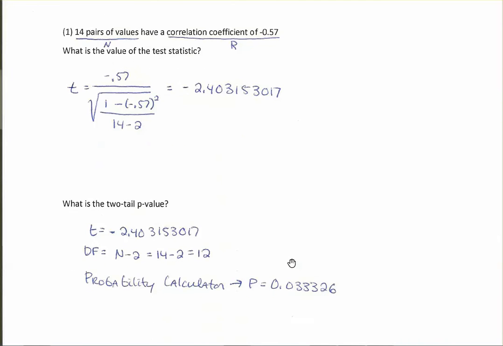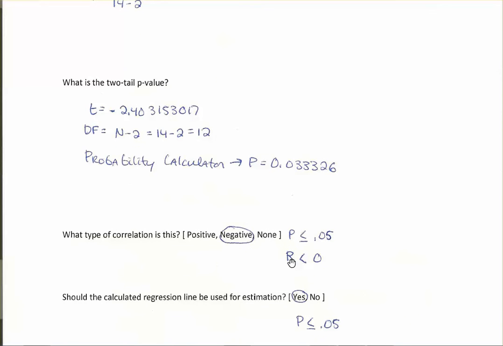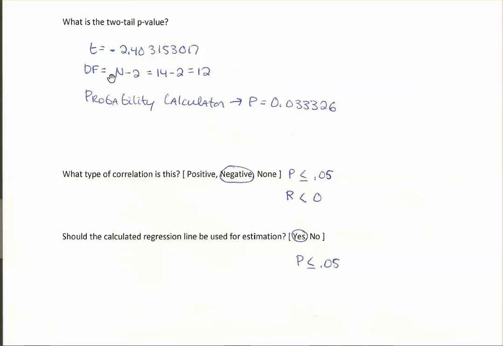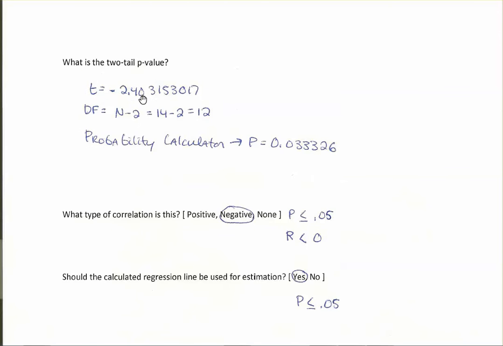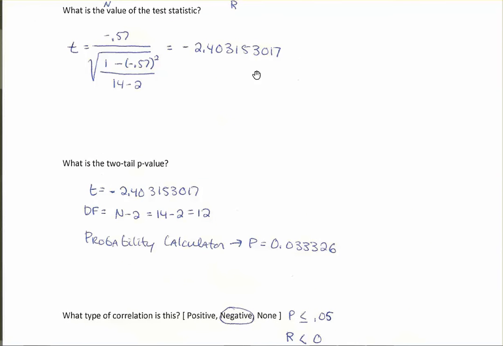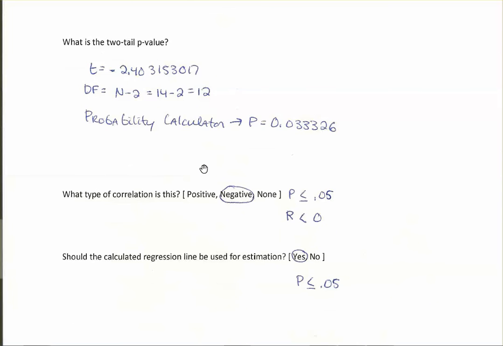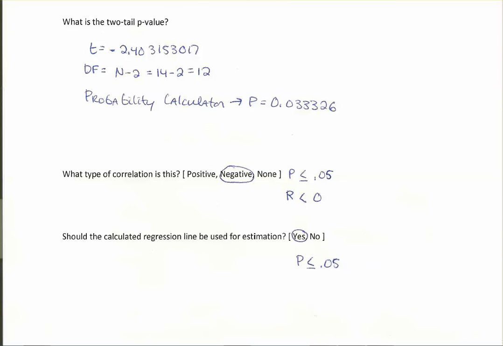So moving along, what is the two-tail p-value? To find the two-tail p-value, we need the t and the degrees of freedom, which is n minus 2. So our t-value is just this right here, negative 2.40, and so on. Degrees of freedom is n minus 2, where n was 14, minus 2, which is 12. And then we're going to enter this into the probability calculator.